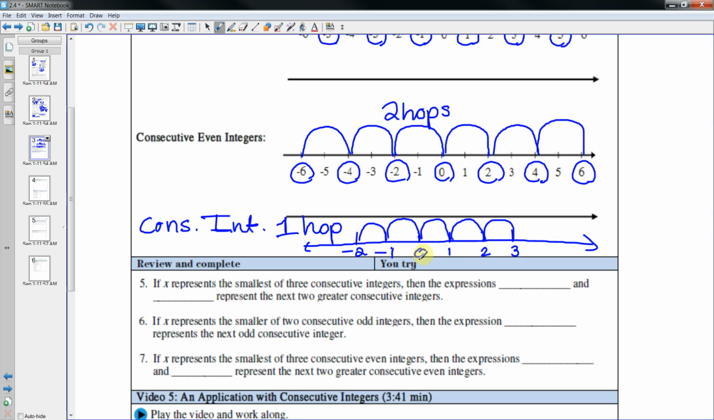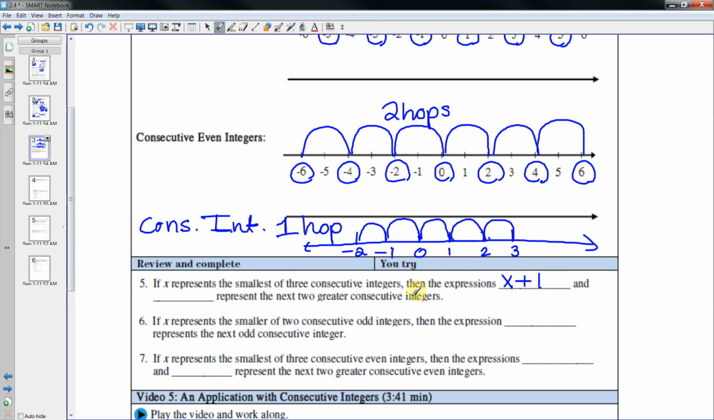If x is my first integer, then x plus 1 would be my next one. Because if I'm going from 0 to 1, I'm adding 1. If I'm going from 1 to 2, I'm adding 1. If I'm going from 2 to 3, I'm adding 1. So if I'm going from x to the next integer, I'm adding 1. So x plus 1 would be the next integer.